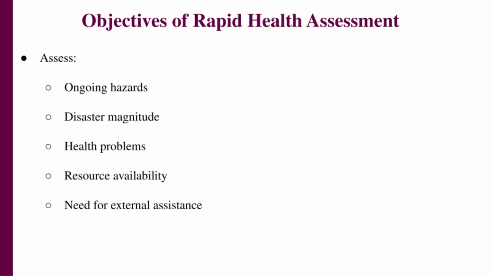The specific objectives of the Rapid Health Assessment, or RHA, are to quickly assess the status of four areas: ongoing hazards, are there secondary hazards emerging; the immediate disaster impact and risk to human life; the most urgent health priorities, e.g., clean water, wound care, mental health; the immediate need for assistance, food, shelter, basic first aid; and specifically the need for external assistance. Is this beyond local capacity?